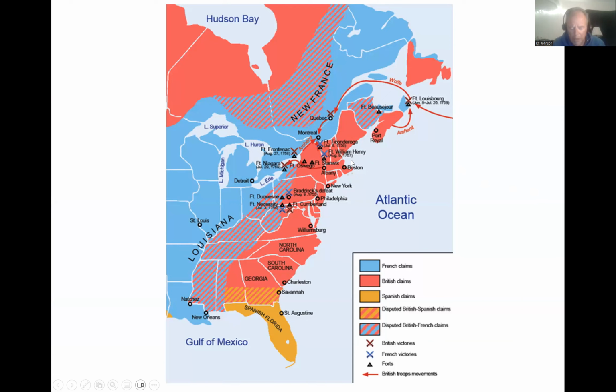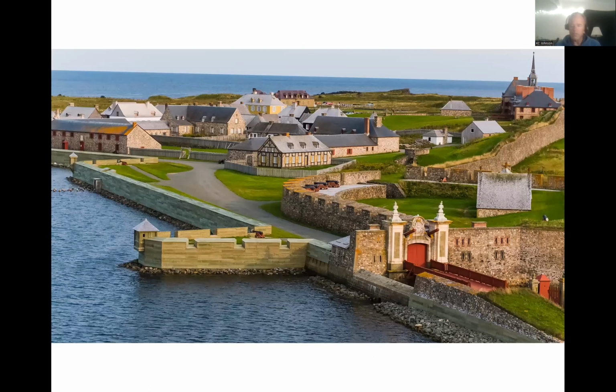And so when war resumed between Britain and France in the 1740s, a wonderfully named conflict called the War of Jenkins' Ear, it was colonial militias from New England that organized a campaign to drive the French out of Louisbourg, and they succeeded. This was seen as a great victory by the colonists.